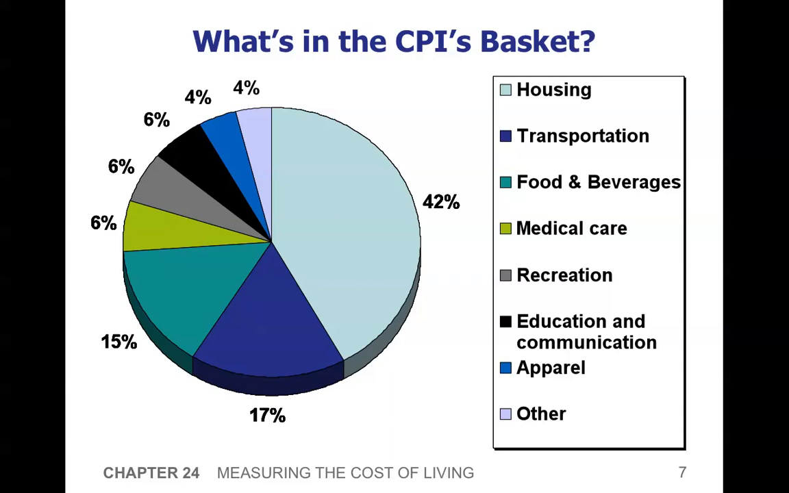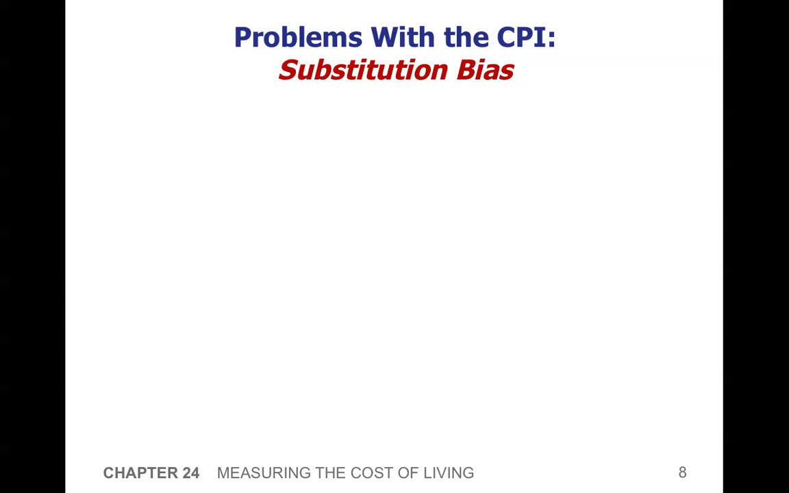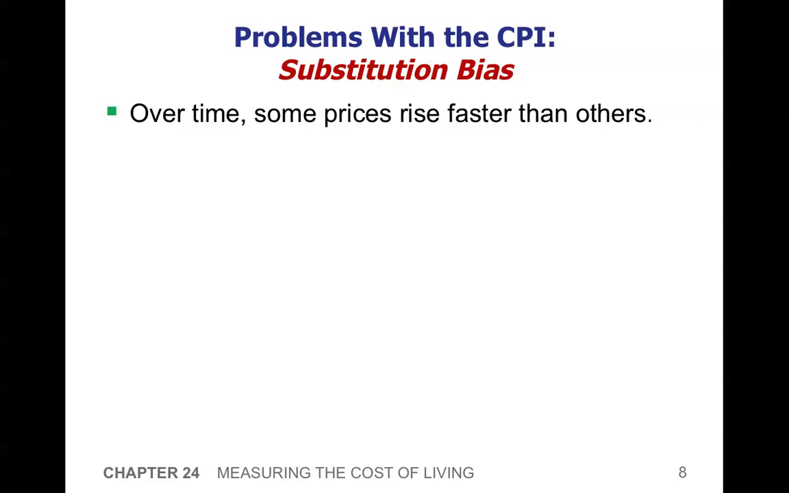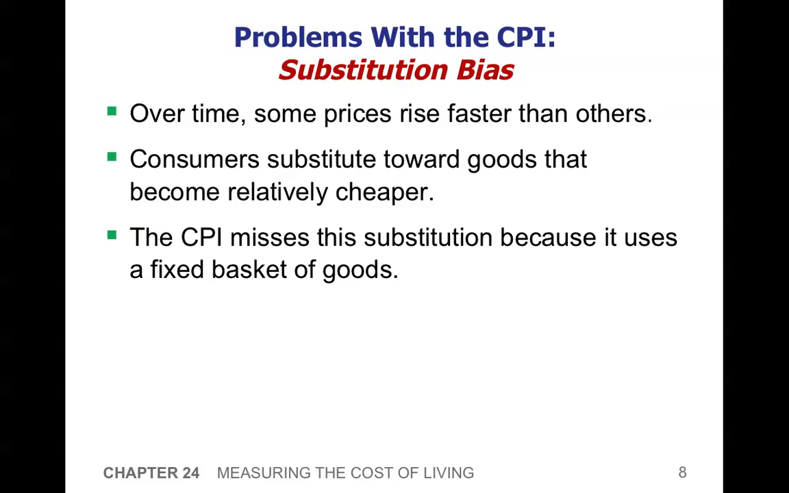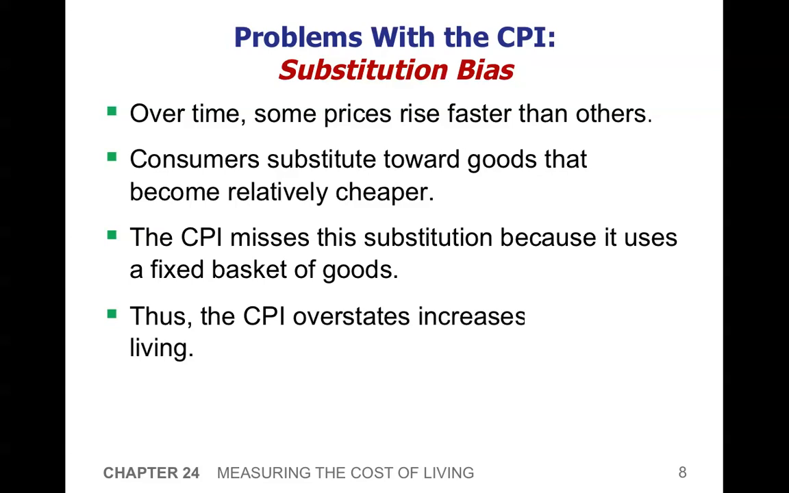Okay, now we're going to look at some of the problems with the CPI measure itself. And actually, there are quite a few problems. So let's go to the first one, substitution bias. Over time, some prices rise faster than others. Consumers substitute towards goods that become relatively cheaper. The CPI misses the substitution because it uses a fixed basket of goods. Thus, the CPI overstates increases in the cost of living.